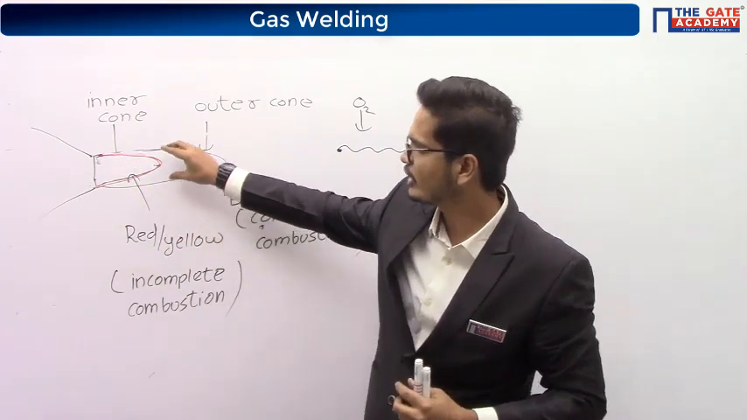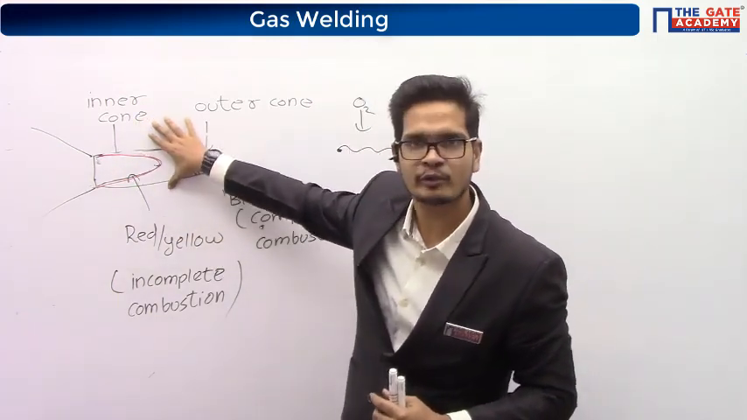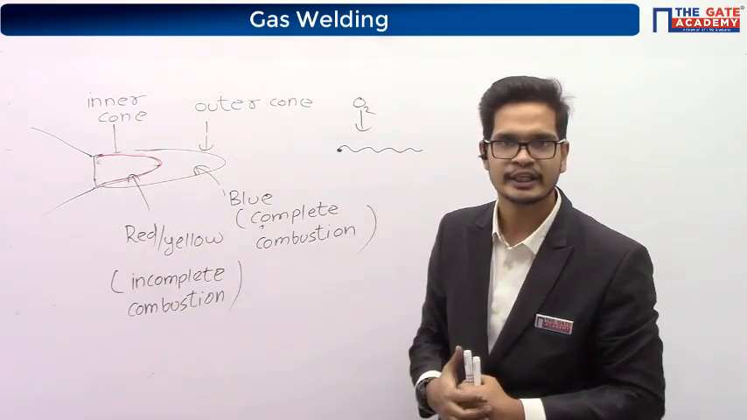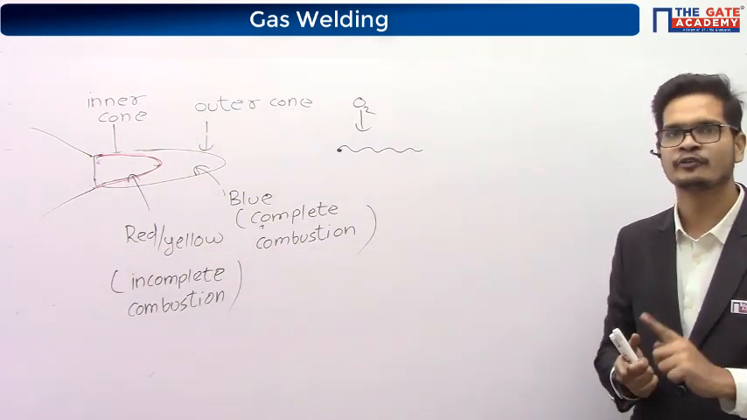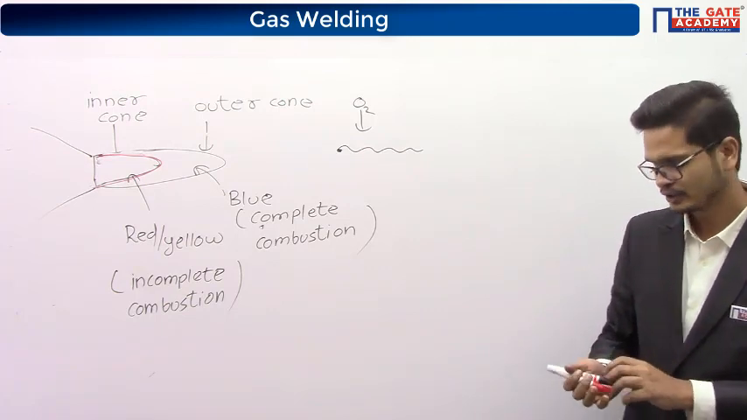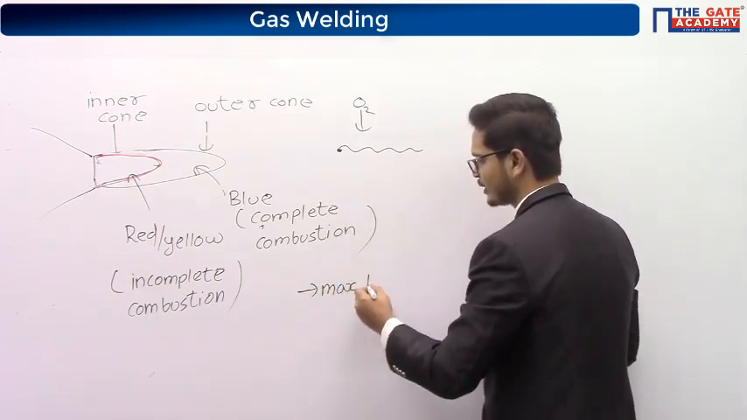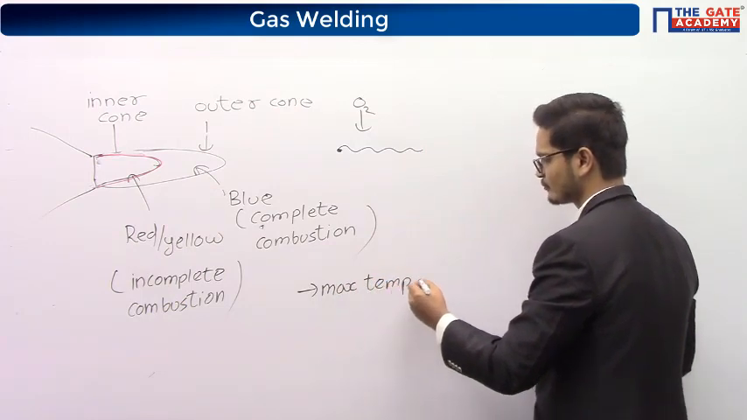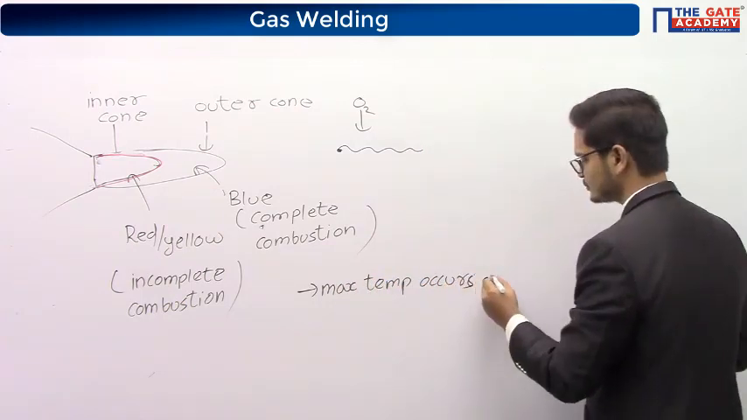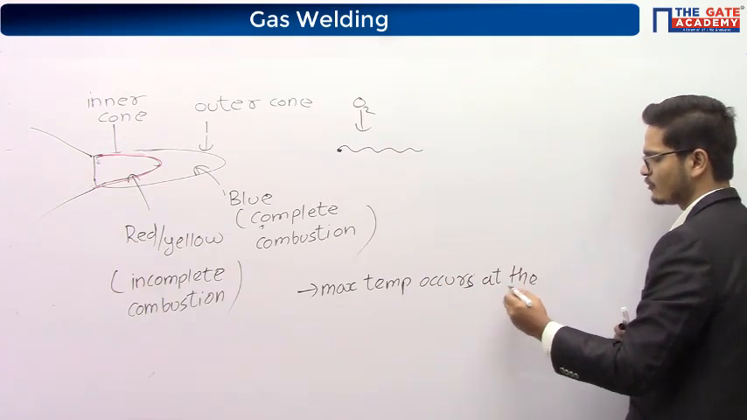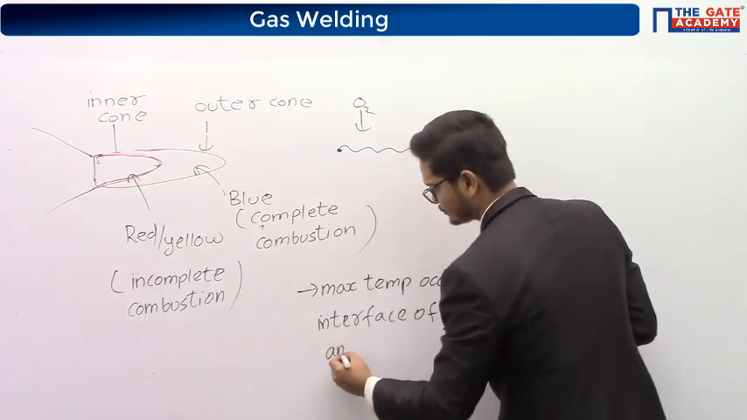Because that is very much inside, it is away from the atmosphere. So heat losses will be comparatively less. Therefore we will have maximum temperature. Okay. So maximum temperature occurs at the interface of inner cone and outer cone.